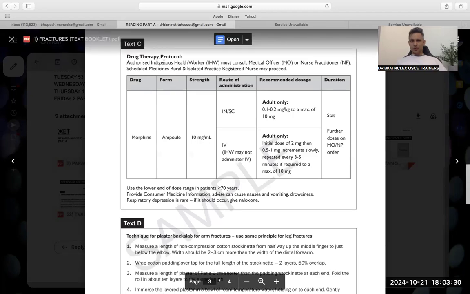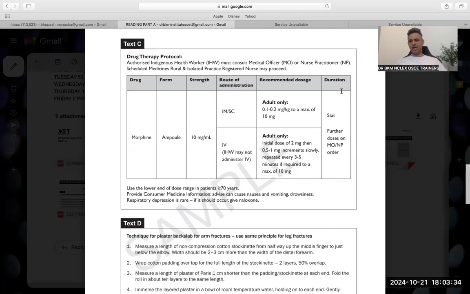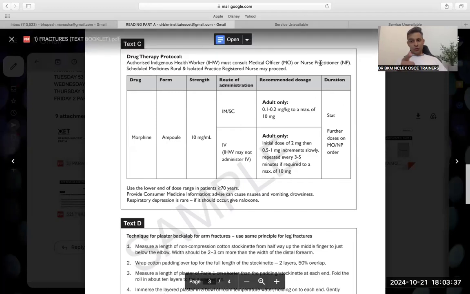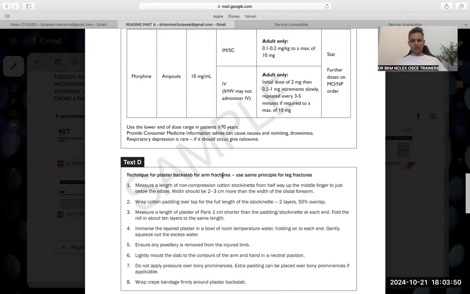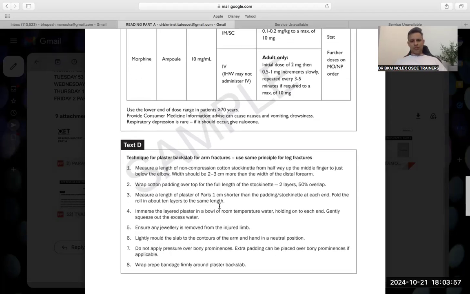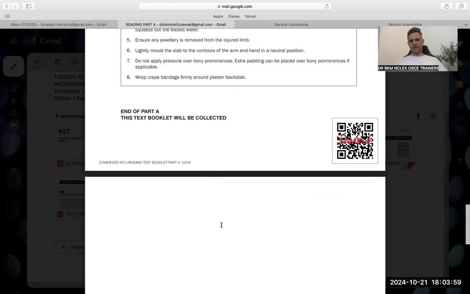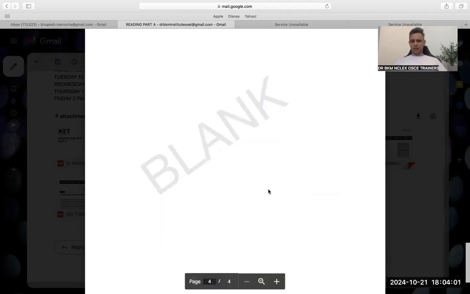Then drug therapy protocol. Then they're talking about morphine, ampule, route of administration, IV, IM, nurse practitioner. So maybe this is the answer to who will administer. Authorized practitioners, this isolated may proceed. That means they can administer. This can be the answer of that. Technique for the plaster backslab for arm fractures. So that might be the procedure, and fractured arm was given in question number two. So now plaster, all these words are given. And now I will go back to my questions.